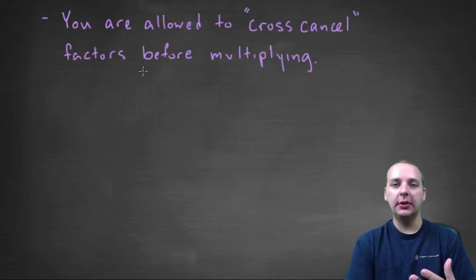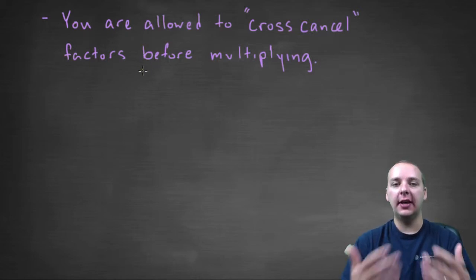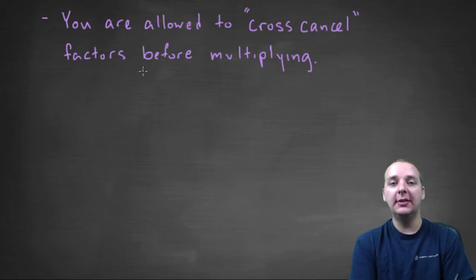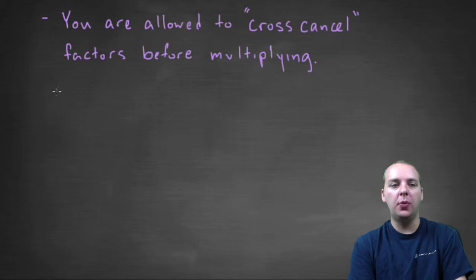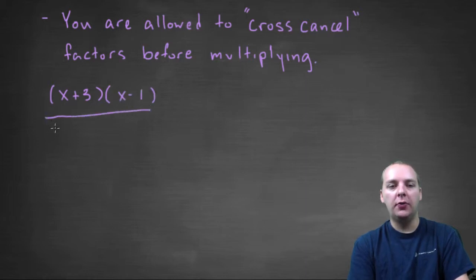You can actually do what's called cross canceling. Now what does that mean exactly? Well, here I'll show you a quick example. We'll make one up here. Let's say your first expression was a pretty big expression like x plus 3 times x minus 1 over x plus 2 times x minus 5.